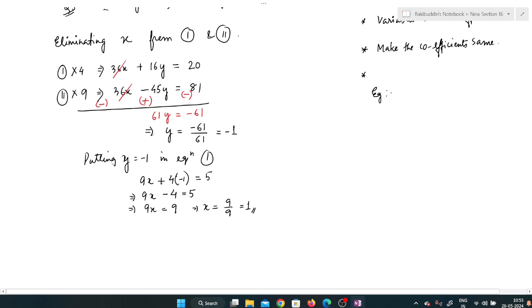Now let us go to questions where we need to reduce the equations. First we need to make them linear equations. After that we can solve it. Let us take an equation, question number 12 from your book. It is x by 4 minus 3 is equal to y by 6, and x by 5 minus y by 2 is equal to 0.